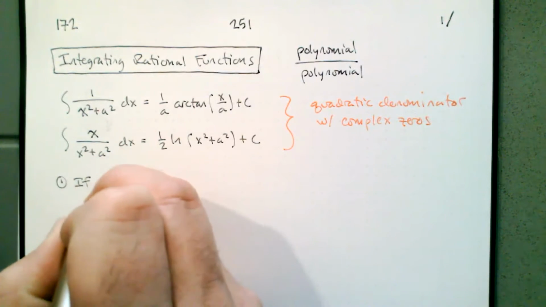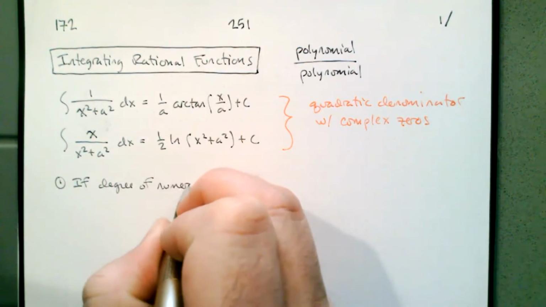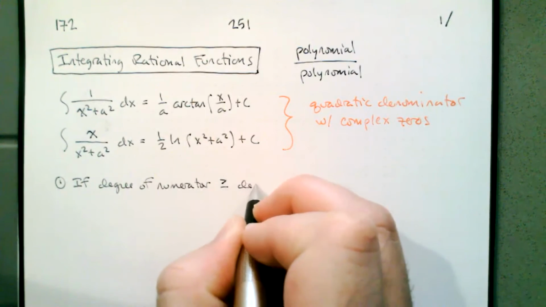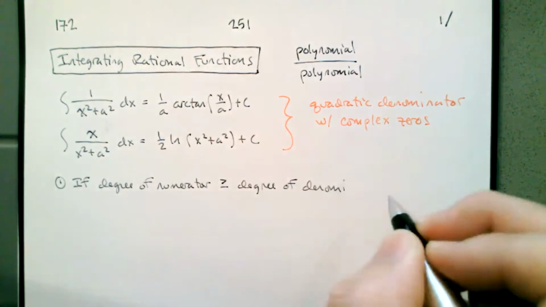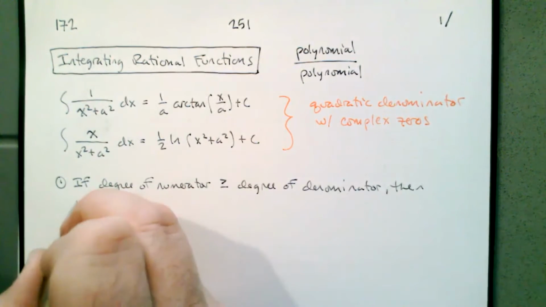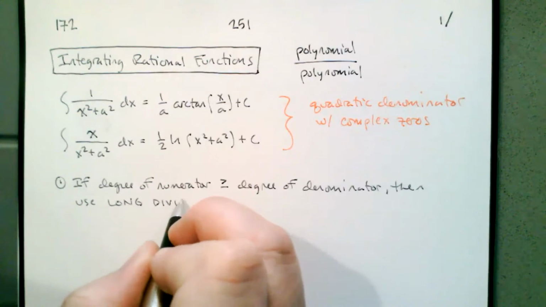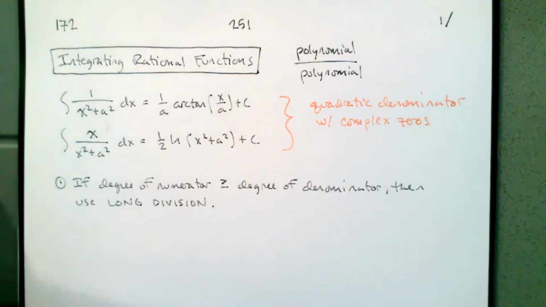If the degree of the numerator is greater than or equal to the degree of the denominator, then use long division. That's why we only need these two when we have a quadratic denominator with complex zeros.